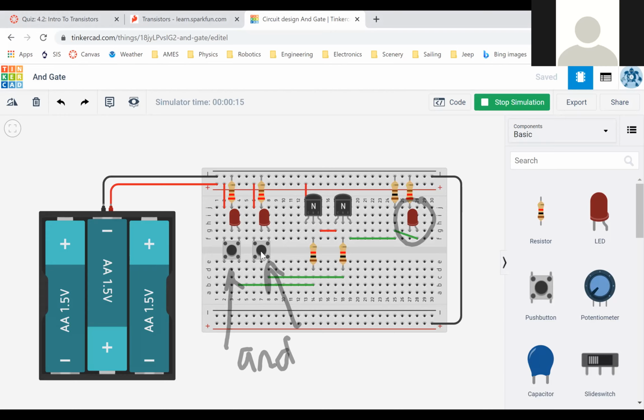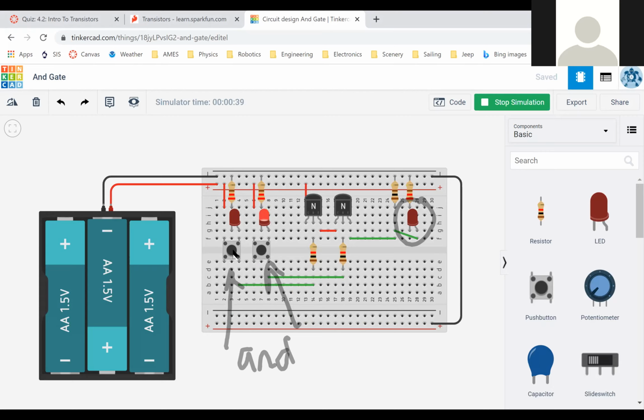Now, here's an interesting question. How do I turn on both buttons at the same time? Because if I try to do it, Tinkercad won't let me. Well, there's a neat trick in Tinkercad. If you hold down the Shift key at the same time that you click the button, then you can move the mouse away and the thing stays on. Okay, so remember that. Hold down the Shift key and that locks the button down.